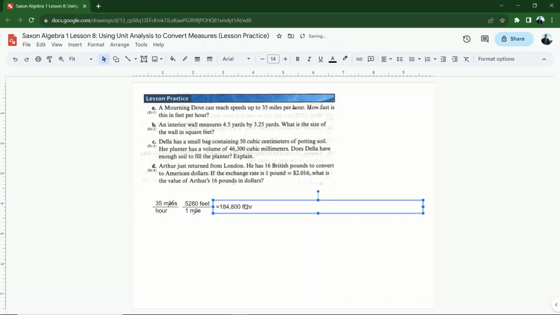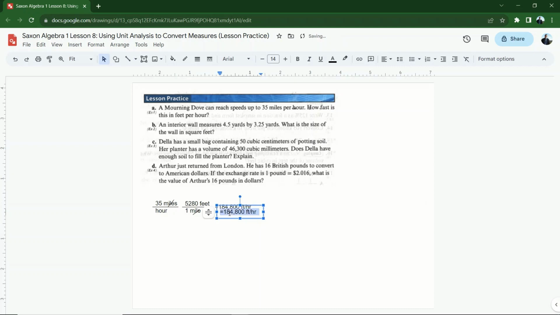But I suppose I would expect that it's going to be a really big amount because we change miles per hour. Miles are a pretty big unit, a big distance to cover. We change that to feet per hour, which is a really small distance to cover. So it's going to be a lot of feet per hour. All right, so this was letter A. I'm just going to note that over here by adding it in a text box. And let's move on to letter B.